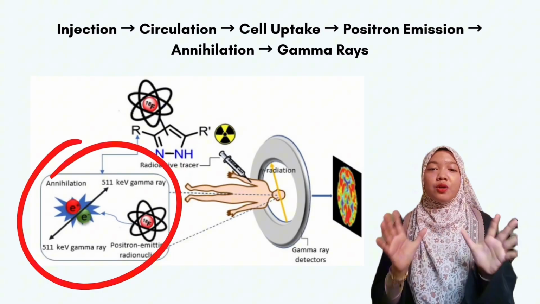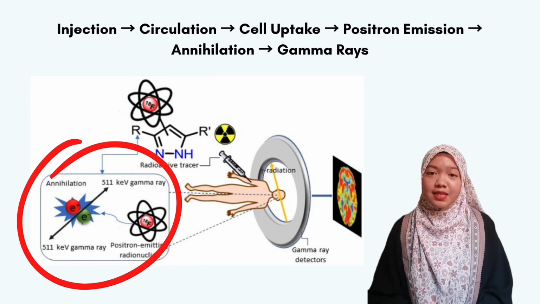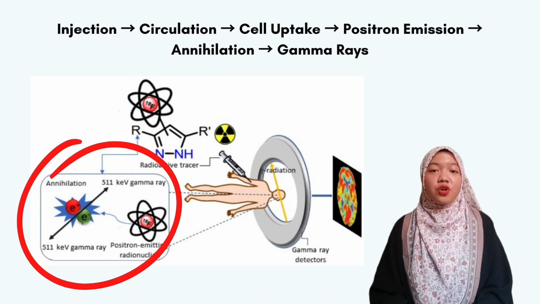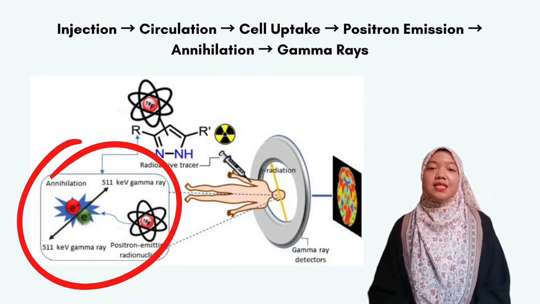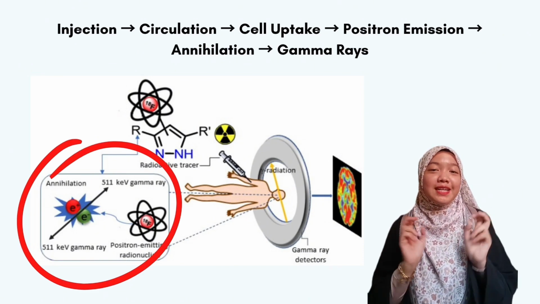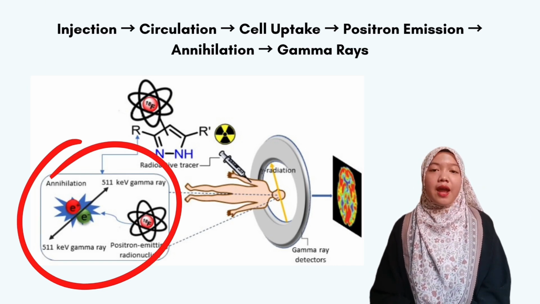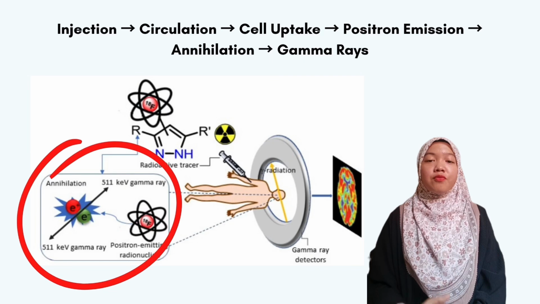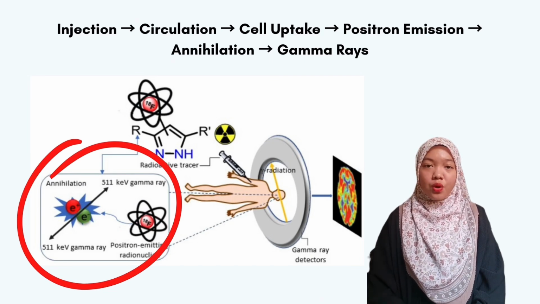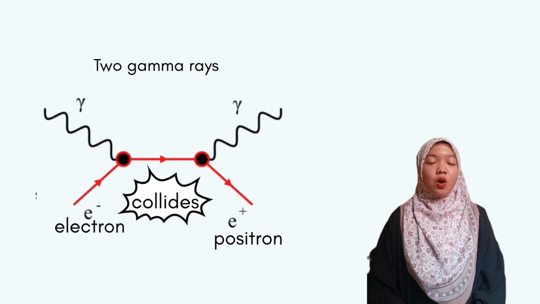Cells that need a lot of energy will absorb more FDG because they are more active. After entering a cell, FDG gets trapped because it cannot be broken down like normal glucose. Inside the FDG is a radioactive element called fluorine-18. After that, positron emission. This element is unstable and releases a positron, a tiny particle similar to a positive electron. The positron travels a very short distance before it meets an electron in nearby tissue. When they meet, they annihilate each other and produce two gamma rays that move in opposite directions.